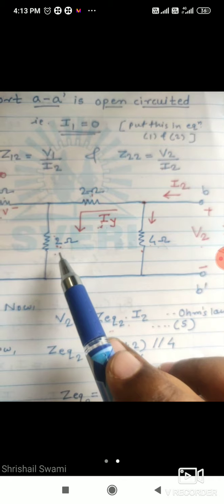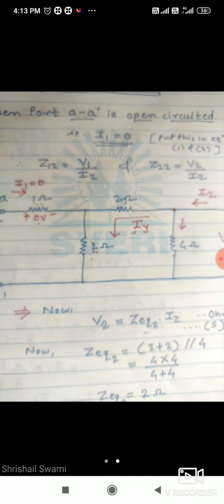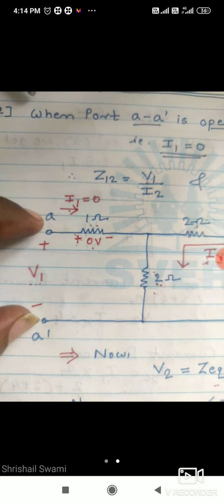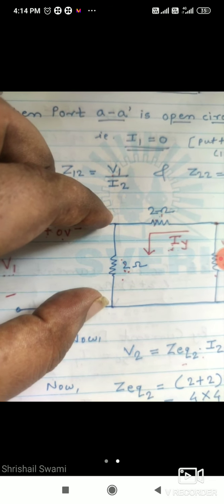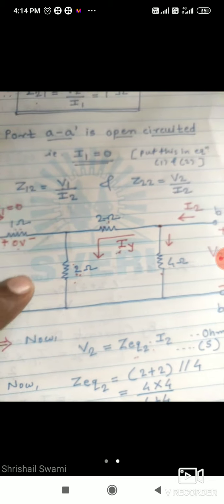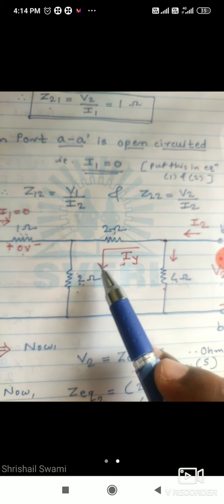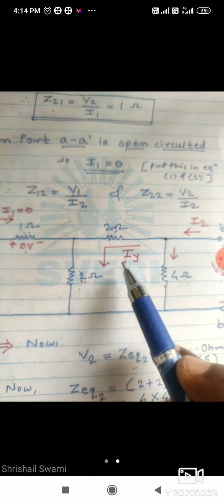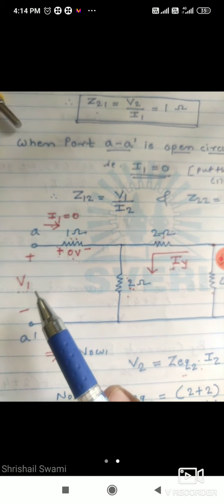So next, let Iy be the current flowing through 2 ohm. Actually these two we require because we are going to find the voltage V1 across these 2 ohm. So to find V1, we need the current passing through this 2 ohm. That is Iy. So 2 into Iy will give the answer of V1.